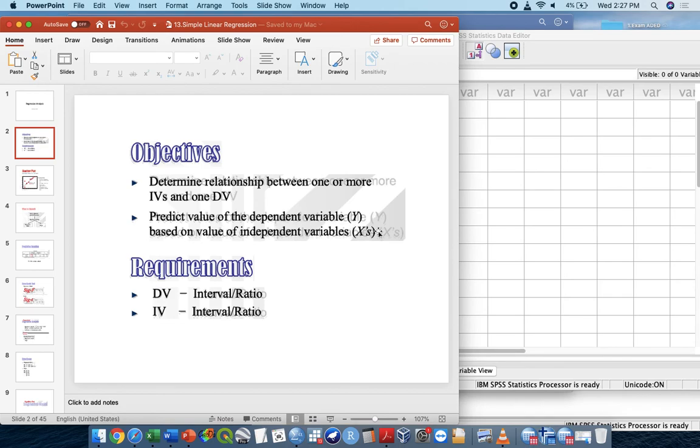That means your X can be 1 or more than 1, but your Y must be equal to 1. If you want your Y to be more than 1, you should embark on another, more complex analysis. We call it multiple regression. Okay, so this is the assumption.